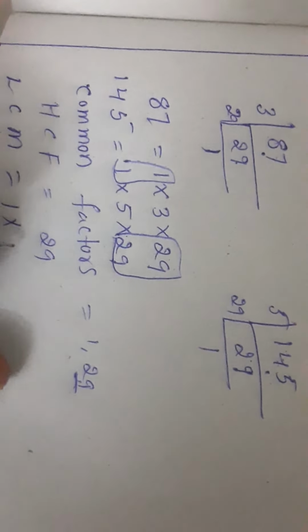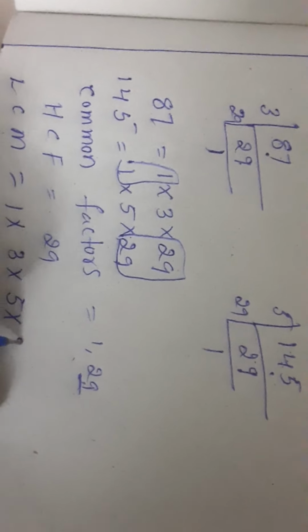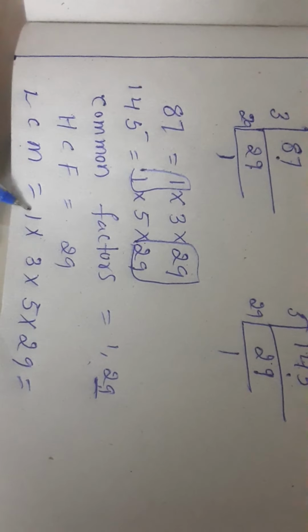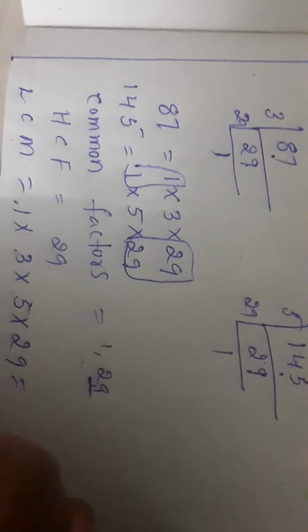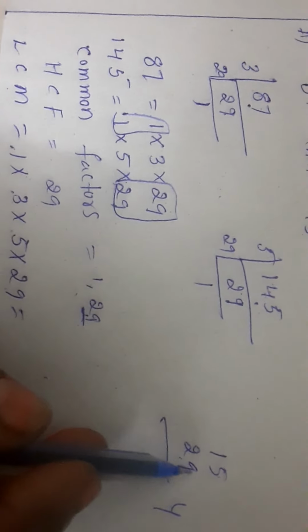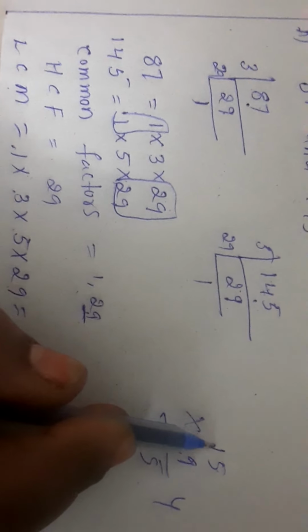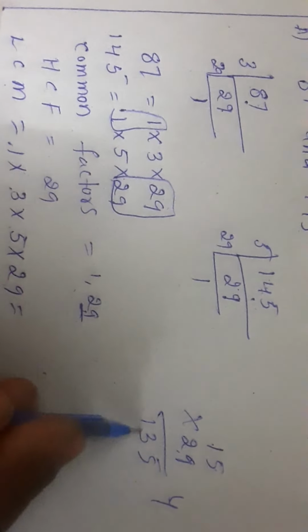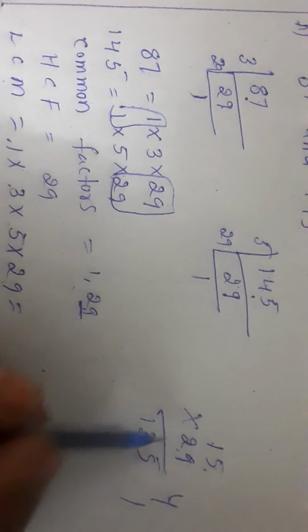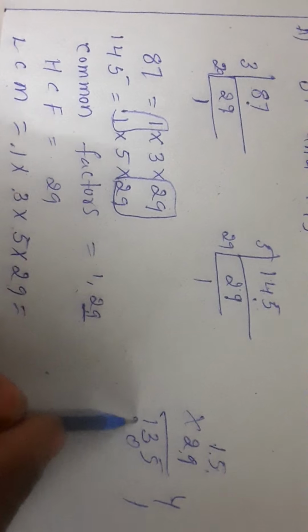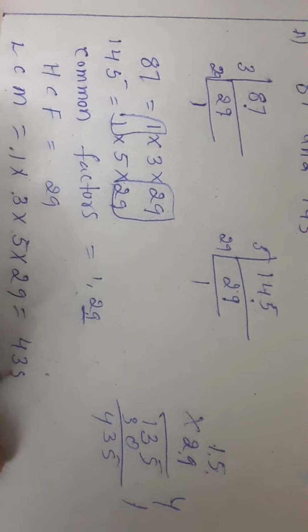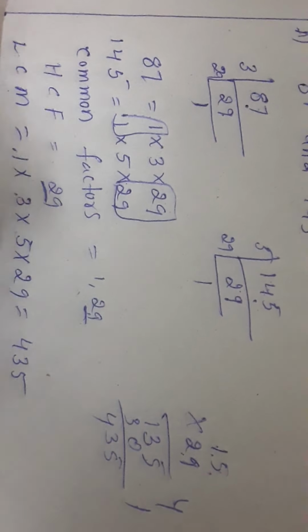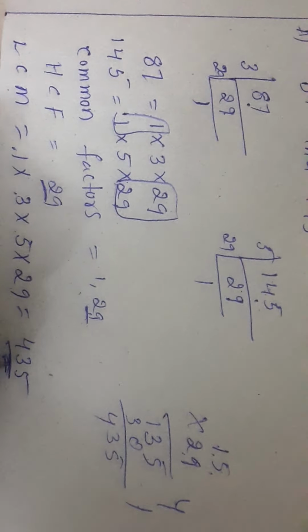So 1 into 3 into 5 into 29. 1 into 3, 3 5s are 15. 15 into 29. 5 9s are 45, 5 into 1 into 9, 9 plus 4 is 13. 2 5s are 10, 2 1s are 2 plus 1 is 3. 435. HCF is 29 and LCM is 435.